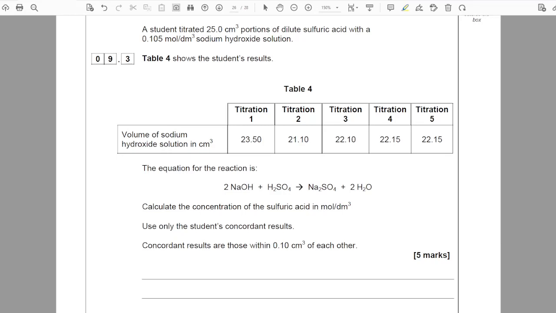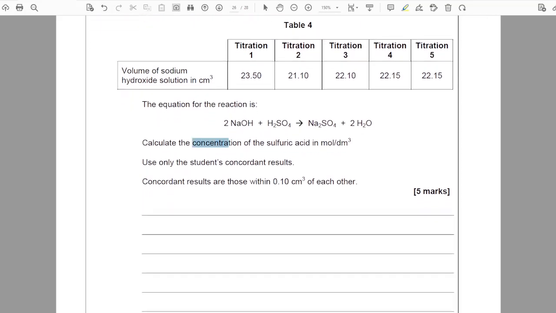9.3. A student titrated 25 centimeter cubed portions of dilute sulfuric acid with 0.105 mole per decimeter cubed sodium hydroxide solution. Calculate the concentration of sulfuric acid in moles per decimeter cubed. Use only the student's concordant results. Concordant results are those within 0.10 centimeters cubed of each other. Looking at the table, the only results in such a way are titrations 3, 4, and 5. So we're just going to add those together and divide by 3 to get a mean value of 22.13 recurring.